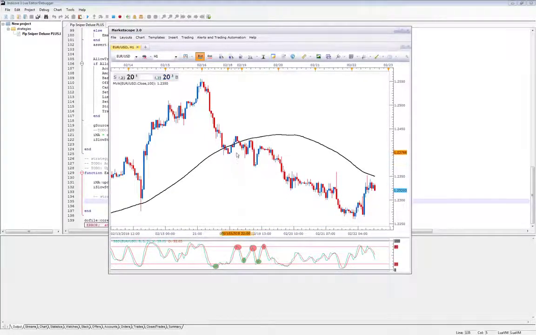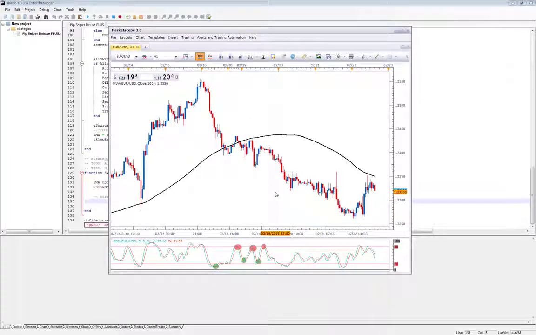For the moving average, we're actually going to be using this as a trend filter or a direction filter. We only want to take buy signals when the price is above the moving average, and we only want to take sell signals when the price is below the moving average. So we would only be taking the buy trades during this period on this specific chart, and we would only be taking sell trades during this period on the chart.